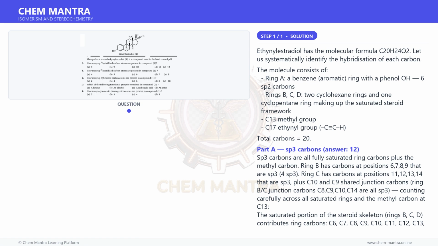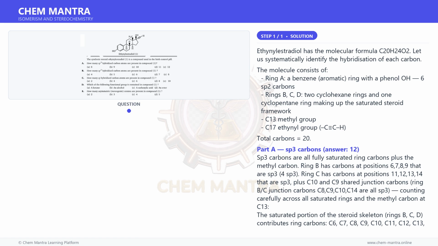The molecule consists of ring A, a benzene, aromatic ring with a phenol, of 6 sp2 carbons. Rings B, C, D: 2 cyclohexane rings and 1 cyclopentane ring making up the saturated steroid framework. C13 methyl group. C17 ethinyl group, CCH. Total carbons is equal to 20. Part A, sp3 carbons, answer, 12. sp3 carbons are all fully saturated ring carbons plus the methyl carbon.